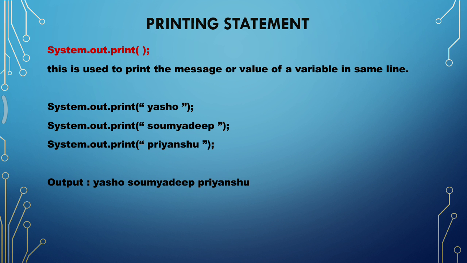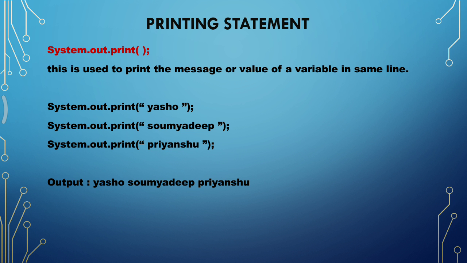Next, printing statements. There are two types of printing functions present in Java. One is print and another one is println. The print function is attached to the system.out stream, and it is used to print the message or value, or we can say variables, in the same line. The cursor stays in the same line.